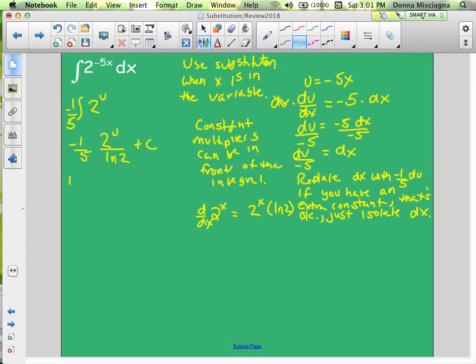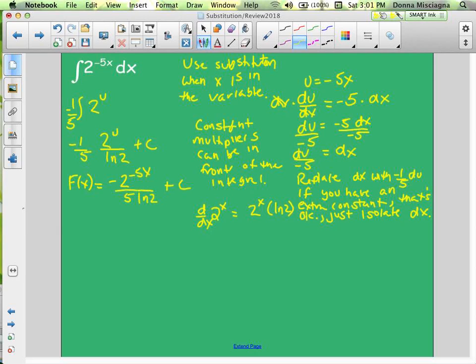And we'll write that as an equation, F of x, once I change the u's to x's. We'll replace those u's with the x terms that u stands for, and then we'll simplify if possible. So now this would be negative 2 to the negative 5x power divided by 5 ln 2 plus c.